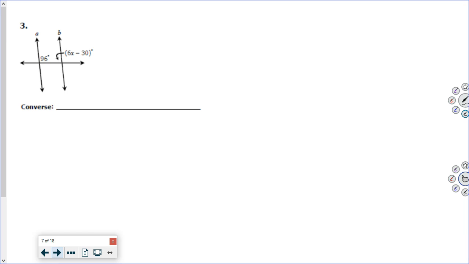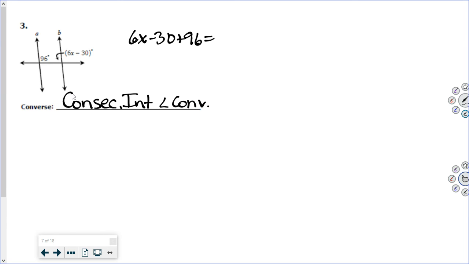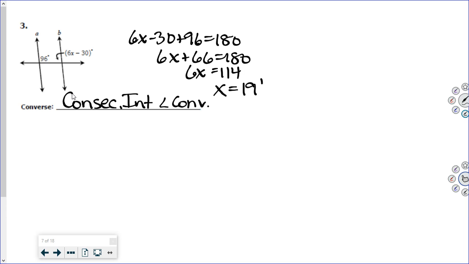Same concept for this one. The only difference is these are consecutive interior angles, and consecutive interior angles are supposed to be supplementary. So instead of setting them equal, I would add them and set them equal to 180. I would combine my like terms and subtract. If I do 180 minus 66, I get 114. And then when I divide by 6, I get a value of x. So if x equals 19, by the consecutive interior angle converse, I could say those lines are parallel.